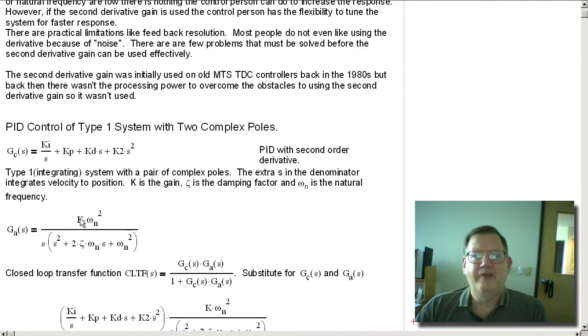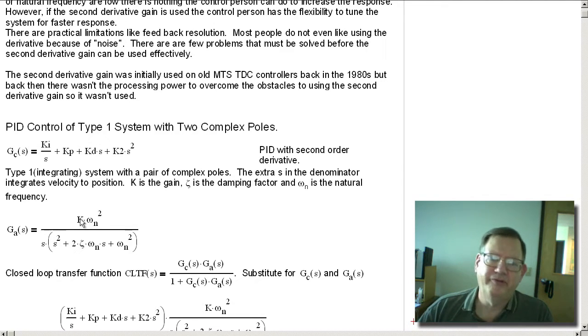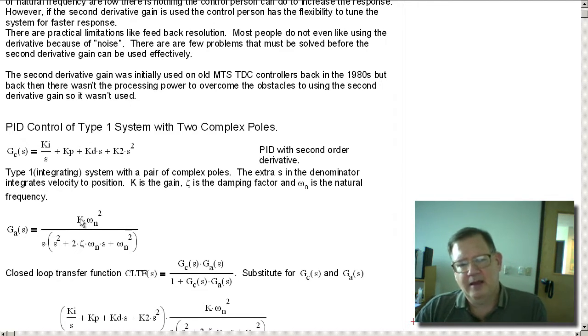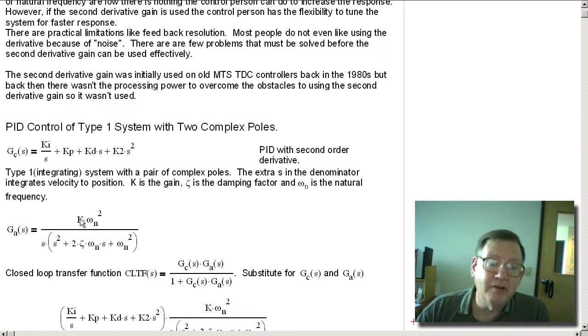It's how fast you're going to go for a particular unit of control output. Typical units would be, say, millimeters per second per percent output. So if you had a gain of 10, that would mean that at 100% output, you'd go 1,000 millimeters per second, or 1 meter per second.